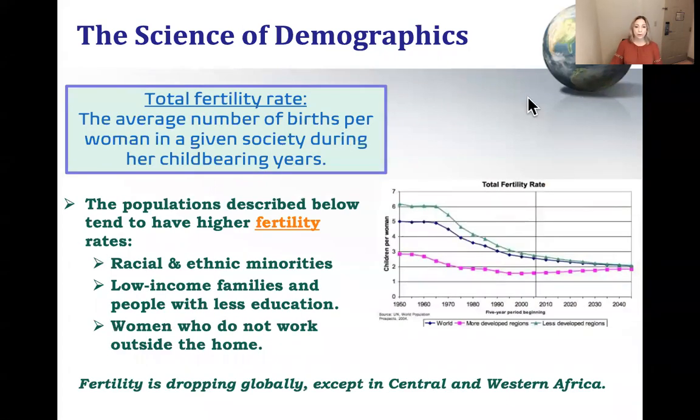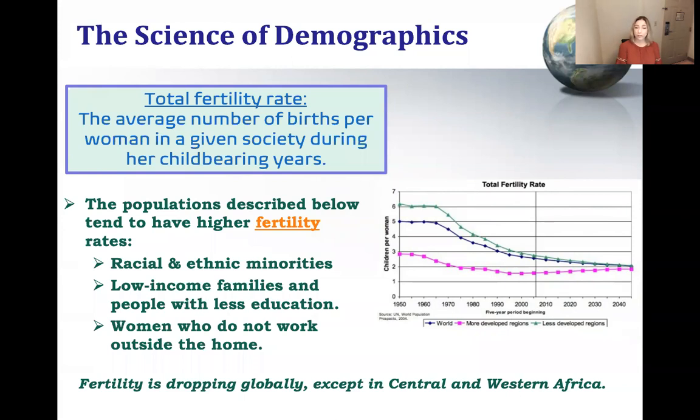Okay. So now let's break this down. Okay, let's break these 3 factors down a little bit.